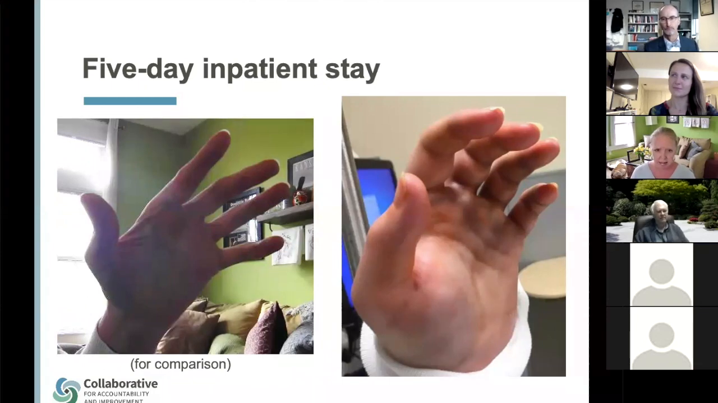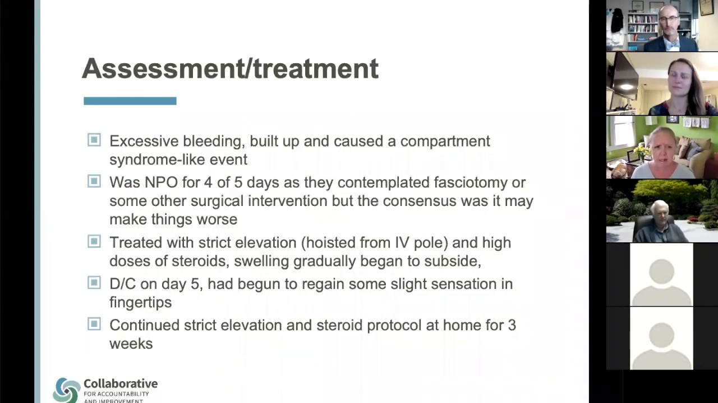So if we go to the next slide, I can walk you through the assessment here. So in fact, what I had said would happen had happened. I had had excessive bleeding. There was nowhere for it to go. It had caused a compartment syndrome-like event. So I was actually NPO for the first 4 days in the hospital because they kept trying to decide, do we need to do a fasciotomy? If we do another surgical intervention, is it just going to make it worse? So all the while, we just did a strict elevation protocol. They hoisted my hand up to an IV pole and just hung it there to keep it elevated, did a lot of steroids, IV steroids.